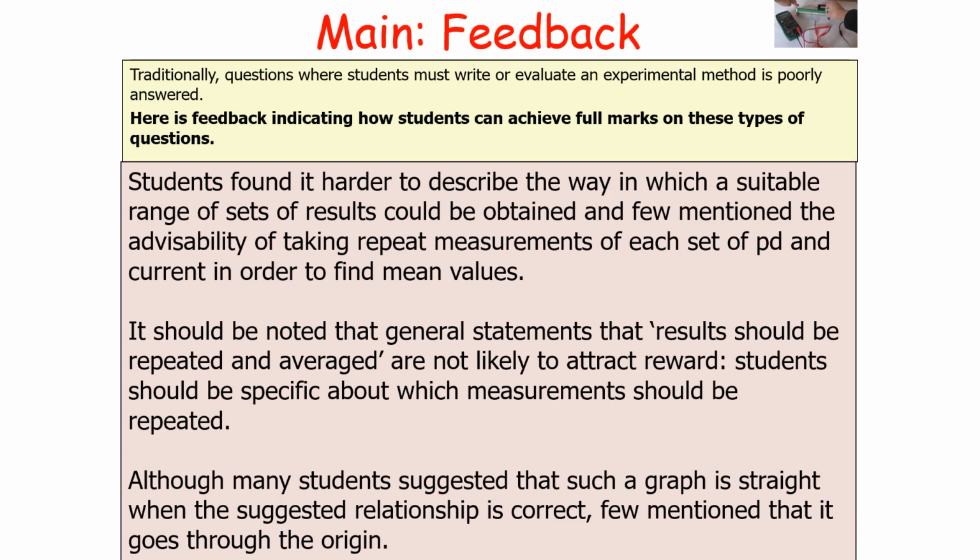Now, it's been said that in these types of questions, students have found it harder to describe the way in which a suitable range of a set of results could be obtained, and very few mention the advisability of taking repeated values. Now, it should be noted that general statements like saying results should be repeated and averaged are not likely to attract a mark. So you've got to be particular about which measurements should be repeated. Now, as well, you need to indicate that if a graph is a straight line, you've got to indicate if it goes to the origin as well.